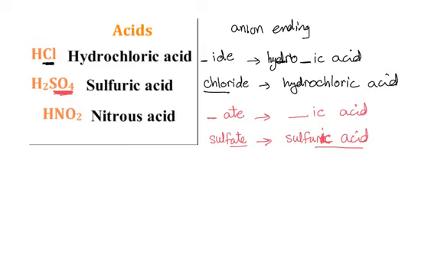Last set of rules is if your anion ends with "ite," this is nitrite. If it ends with "ite," then you change the ending to "ous" acid. So this was nitrite, so it becomes nitrous acid. So really 3 sets of rules depending on what your anion ends with. If it ends with "ide," it becomes hydro-ic acid. If it ends with "ate," it becomes "ic" acid. If it ends with "ite," it becomes "ous" acid.